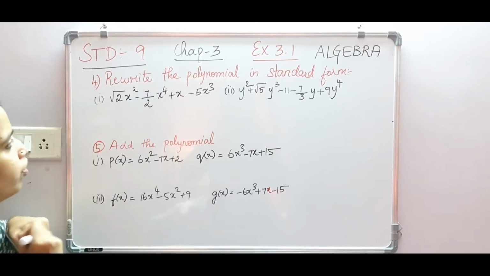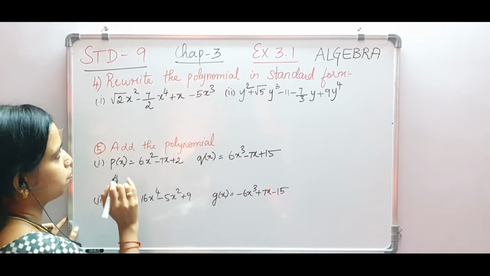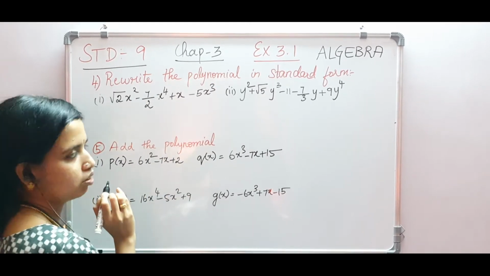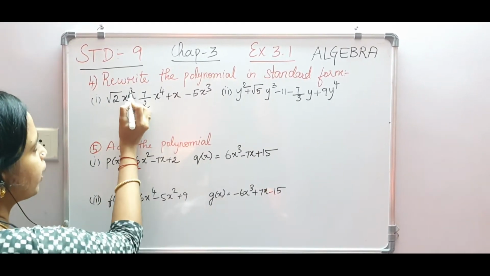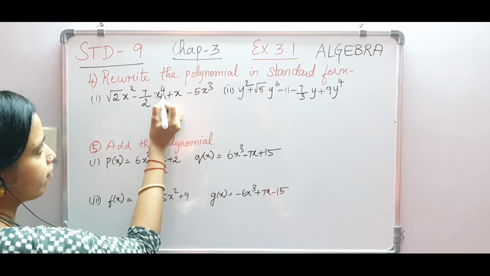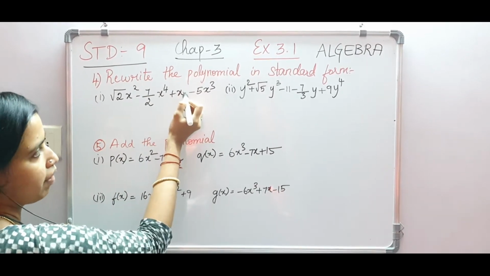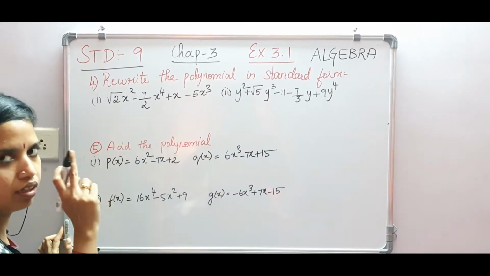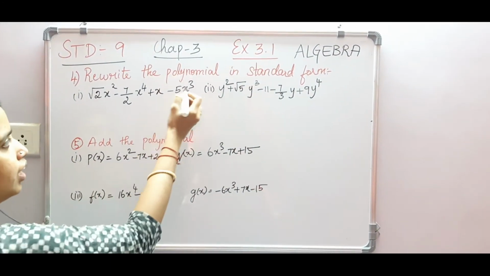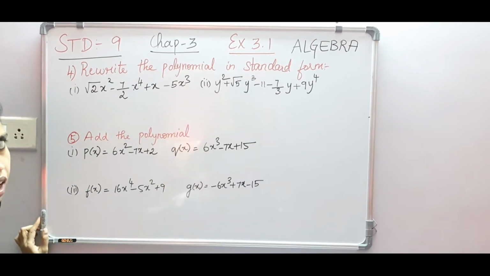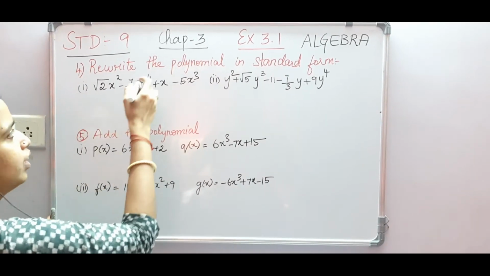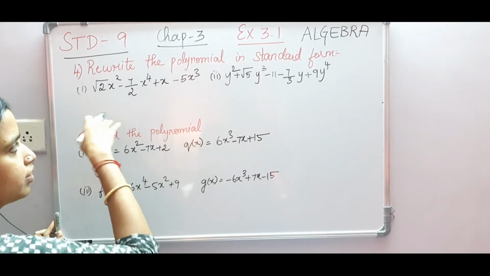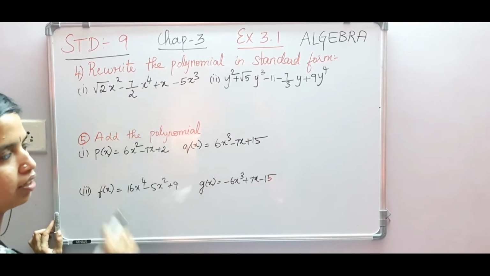See, first we have to check which power is the highest number. Here we are having power as 2, here power as 4, and here power as 1. Why 1? If nothing is there, we have to consider the power in that place as 1. And here we are having power as 3. Now we have to write the powers in descending order, according to that degree.